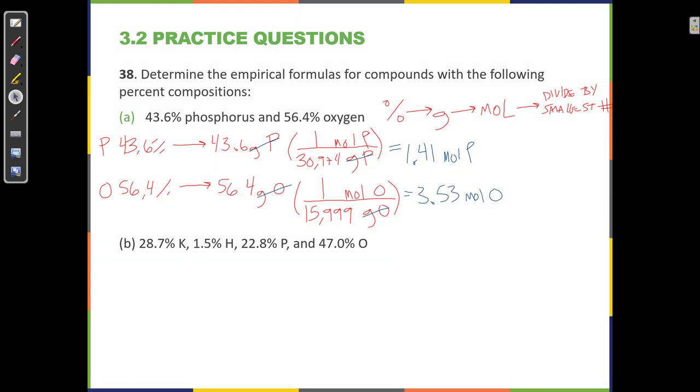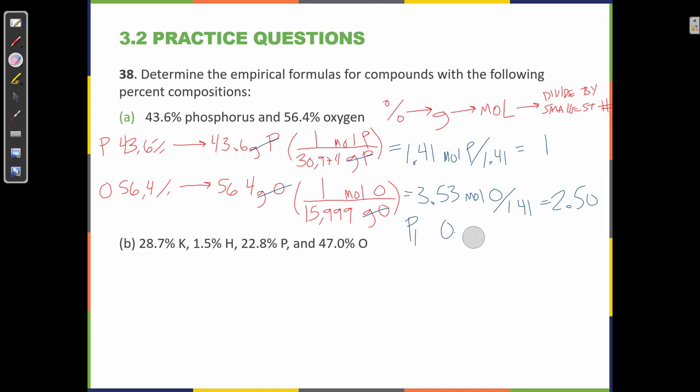Okay, so right now the formula looks like P 1.41 O 3.53, and remember I can't have these fractions in the subscript here of a chemical formula. These have to be whole numbers. So the next step is to divide by the smallest. Divide all these numbers by the smallest number. So 1.41 divided by 1.41. 3.53 divided by 1.41. So that equals 1 here, and 3.53 divided by 1.41 equals 2.5.